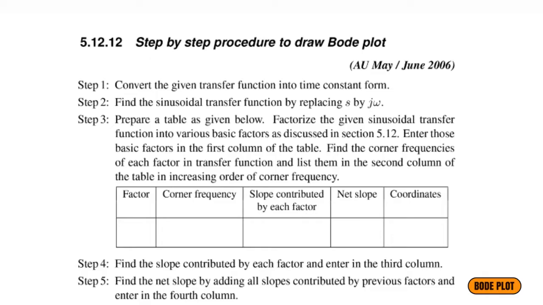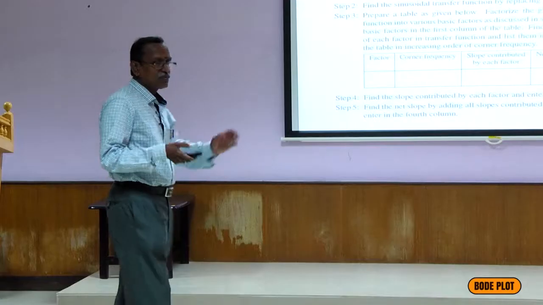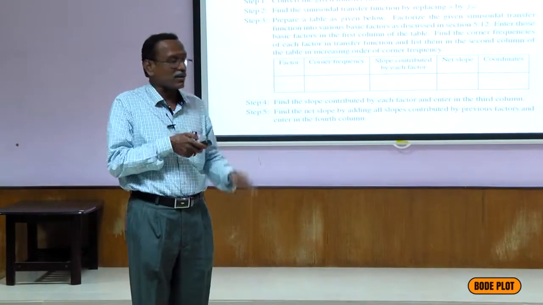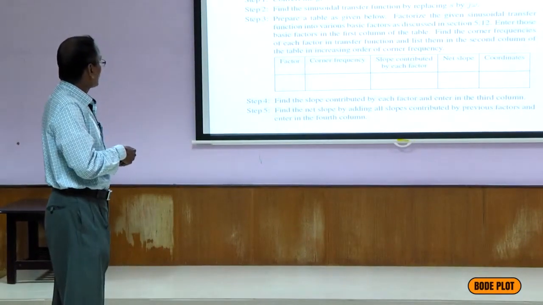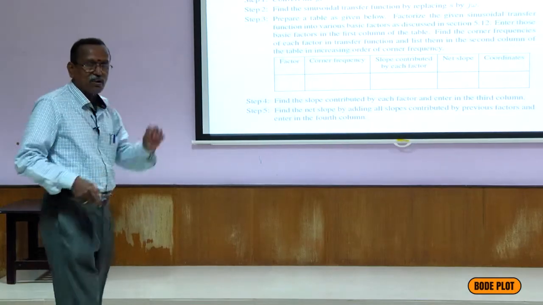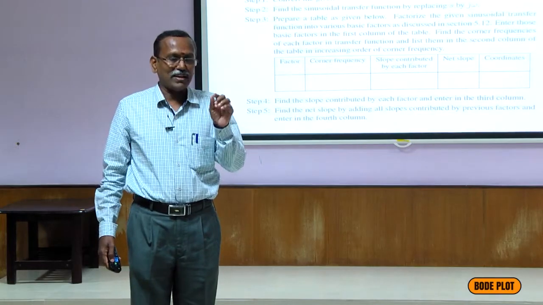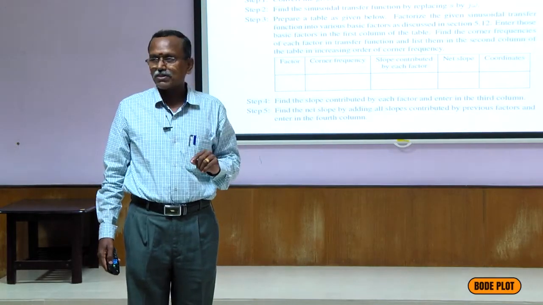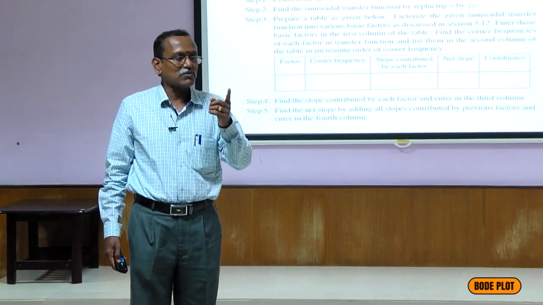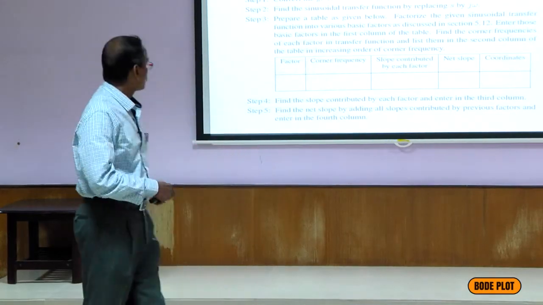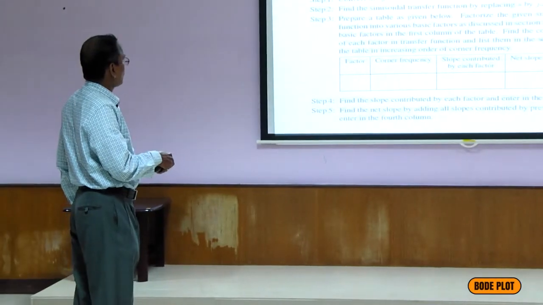Second step, find the sinusoidal transfer function by replacing s by j omega. After that, prepare a table. The first column is factor. So we are factorizing the given transfer function into many factors, taking each factor. Then for each factor we have to find the corner frequency. Corner frequency is nothing but 1 by tau. When omega tau becomes 1, when omega equal to 1 by tau, that is the corner frequency. So we have to write the corner frequency here for each factor.